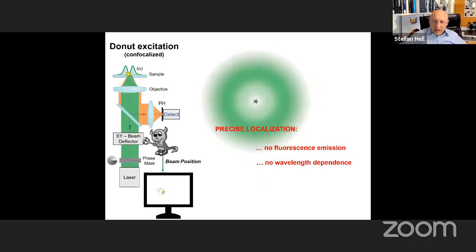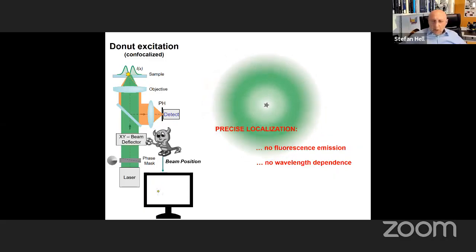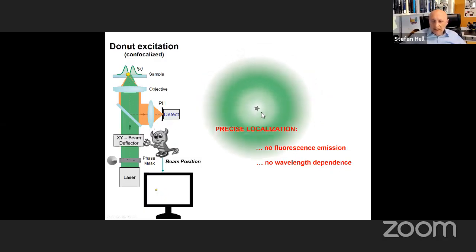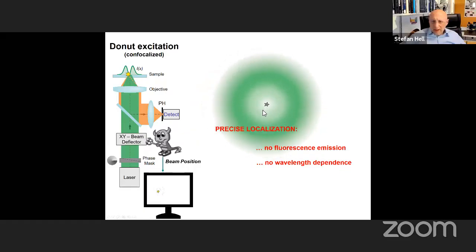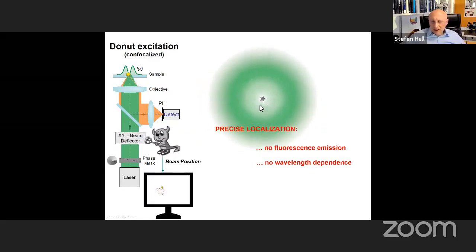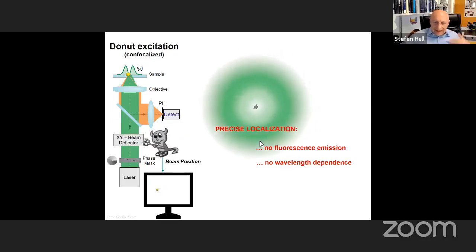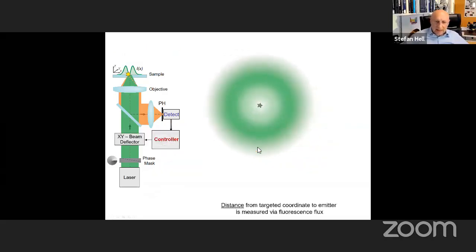And this hand-waving argument is very simply given: if you just match two points, the molecule is a point, and of course the zero of the donut is a point, then the wavelength with which the donut is made doesn't really matter. This could be green light, could be red light, could be any light, as long as I'm matching the zero point with the point that represents the molecule, the wavelength doesn't matter. So these are two things that immediately come to mind once you have fully understood this concept in its depths.